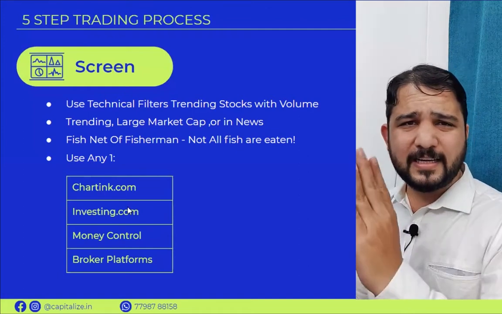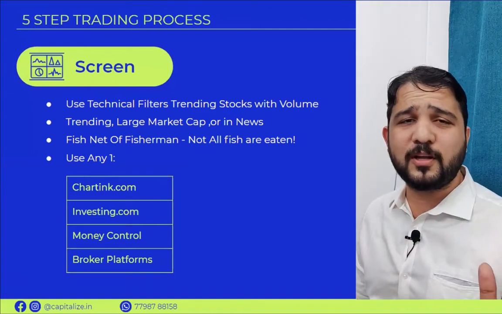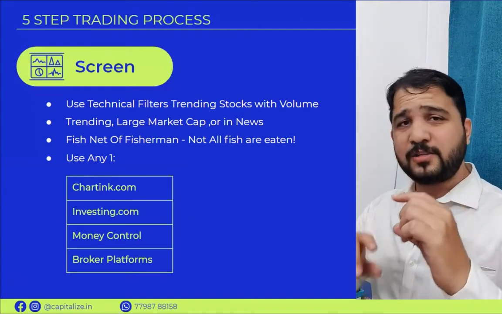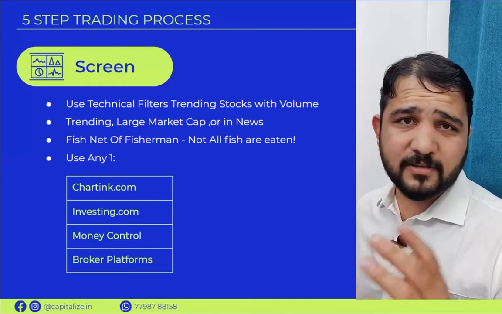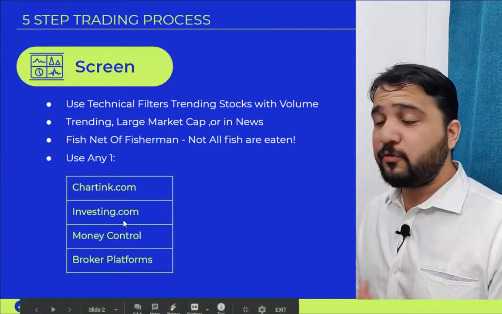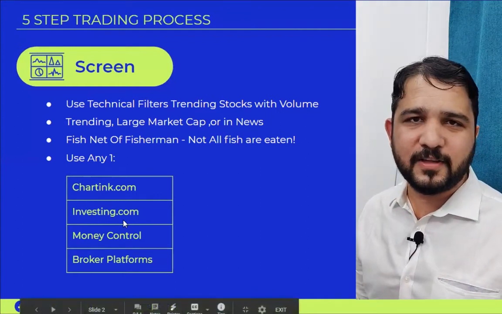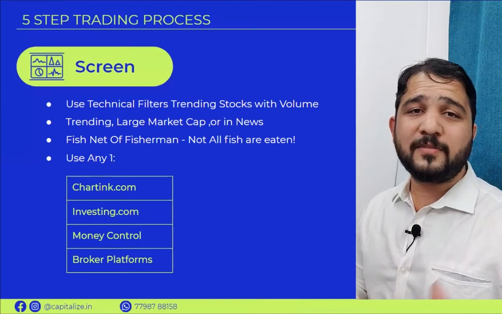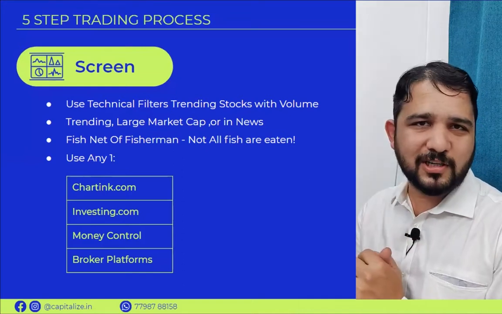You select the criteria and you will find charts. You can directly get the charts as well, so you don't need to worry about finding just stocks and then opening them in some other software. So that's what I like about charting and investing.com both. And if you've been using TradingView, then investing.com has exactly the same interface, so you will have an even easier way to analyze the charts once you have those stocks in your list.